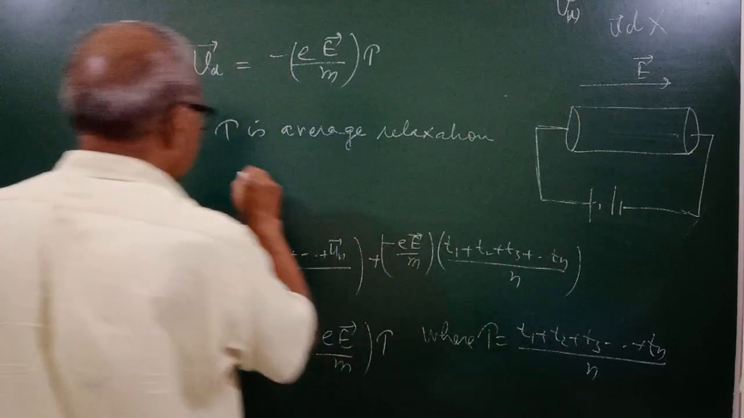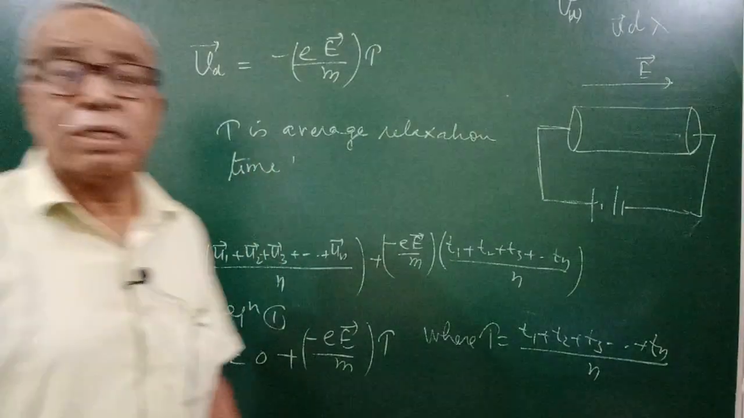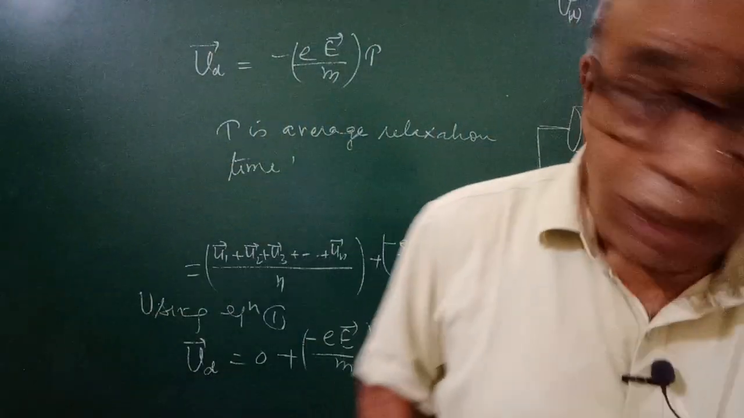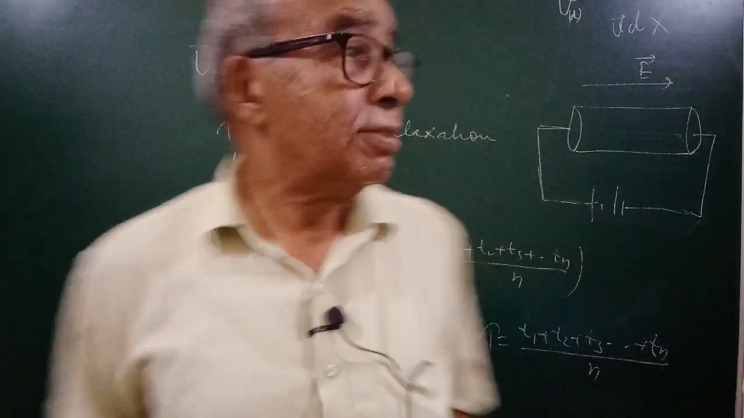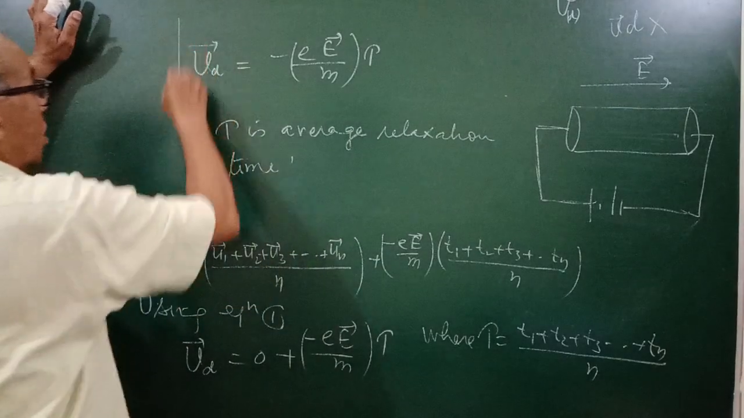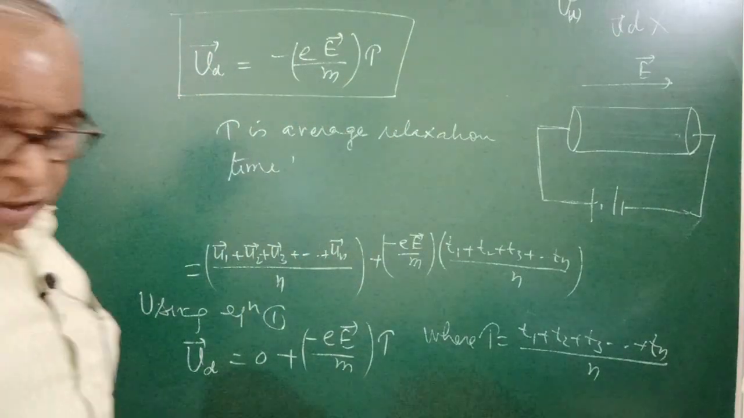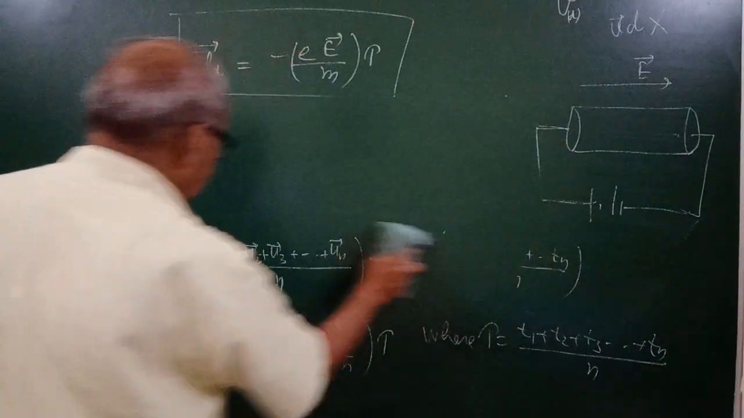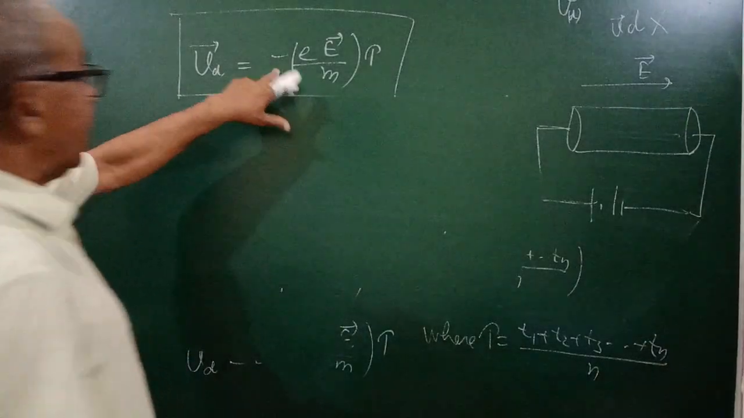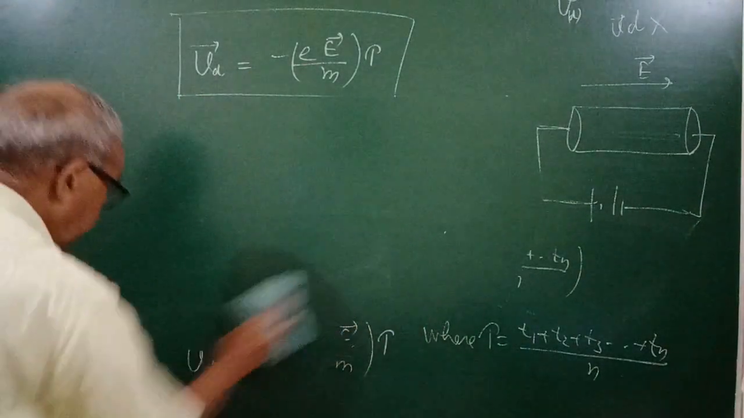Relaxation time, that is, the average time for which an electron moves freely between two successive collisions. This is the average. So this is the relation of drift velocity with the electric field. Minus sign indicates that vd is opposite to the applied electric field.